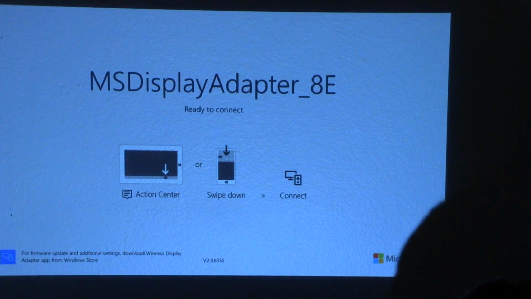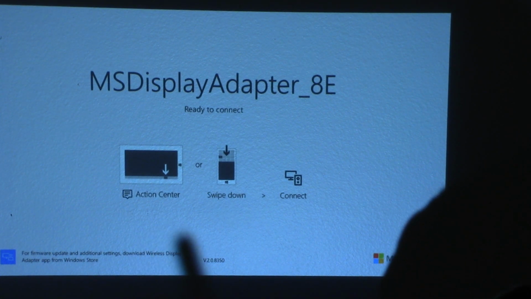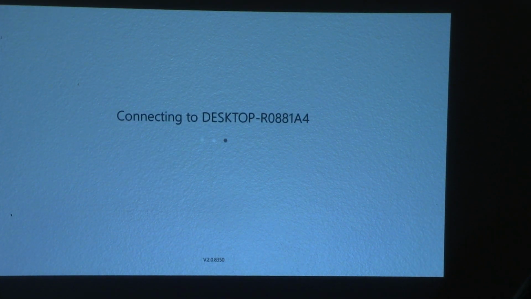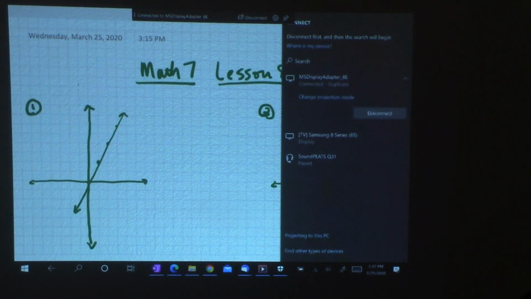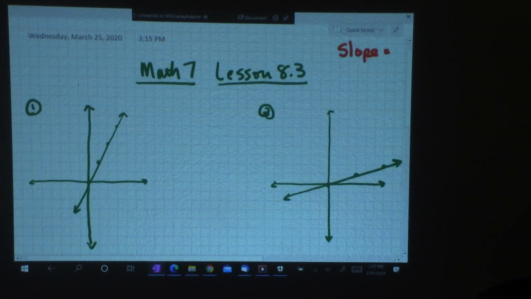All right, so here we go. I'm going to connect. Okay, it's almost set. And there we go. All right, so this is the top of the worksheet that I sent you. It's graph paper, and it has graphs on it. It says Math 7 Slope Worksheet.